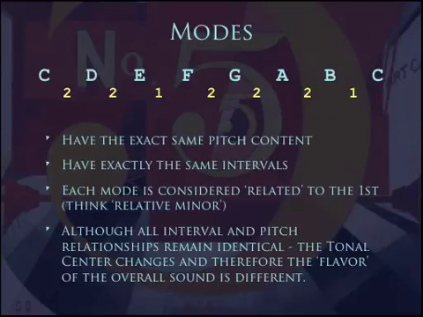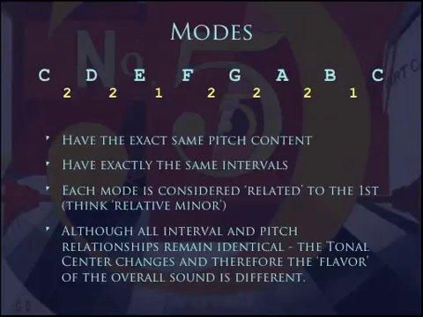Another way to put this is that we end up with something which has the same key signature. In other words, the accidentals that we're using in whatever the mode is will be the same for all of the different modes. It's just that we're changing the tonal center when we listen to it. So the pitch content is exactly the same for each of the modes, and the interval content is exactly the same. It's just been shifted one way or the other.